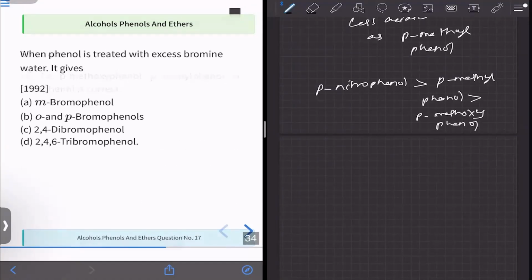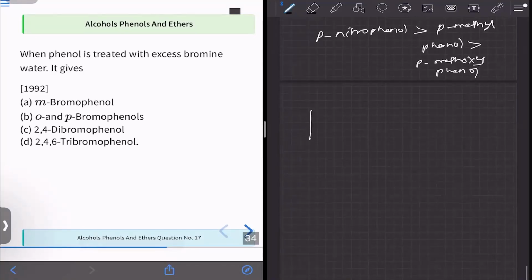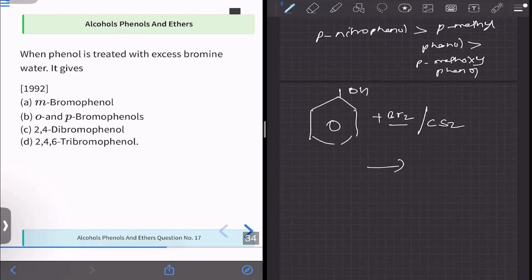Next question. When phenol is treated with excess bromine water, what does it give? Whenever phenol is treated with excess bromine, for example in the presence of carbon disulfide, what does it give? OH is an electron-donating group, it has an effect on the ortho and para positions.